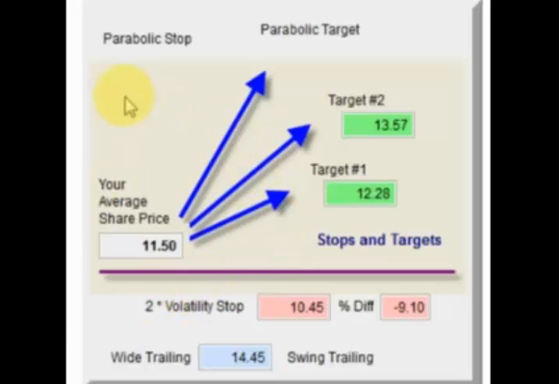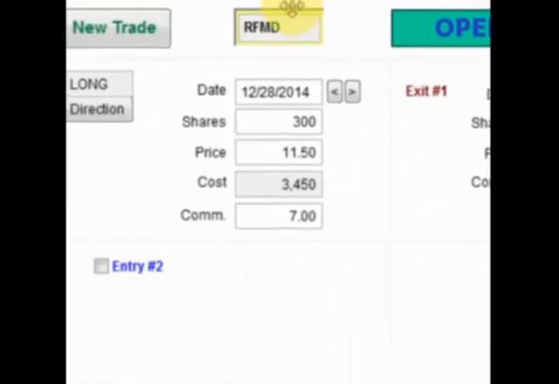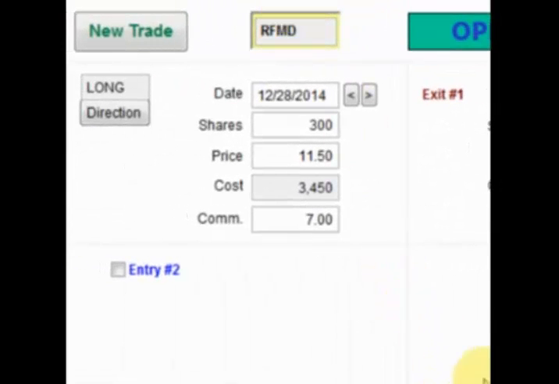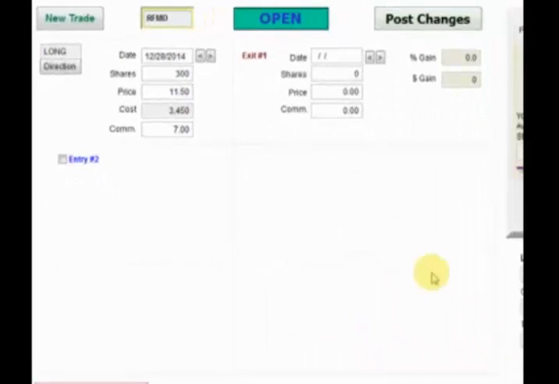The other thing too, a lot of times this stuff will be based off your average share price. This manager lets you take up to 3 entries and average them out. This is not a dollar cost averaging system, so you can't do 30 entries, but in swing trades, more often than not, you're not going to take more than 2 or 3 entries. Most of the time you would do 1 entry and maybe 2 exits, so it allows you to do that.